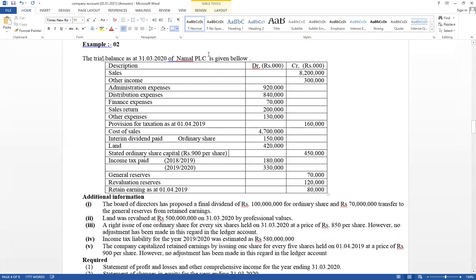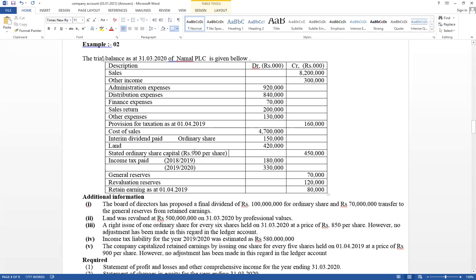Think about trial balance. This example, question number 2. Question number 2 is also like question number 1, but only one difference is available here. Very important. Think about share capital, this one. All other things like question number 1. But there is a difference. It has given stated ordinary share capital, per share price is given. It has not given the number of shares now. Per share price is given. Therefore, here the number of shares can be calculated.